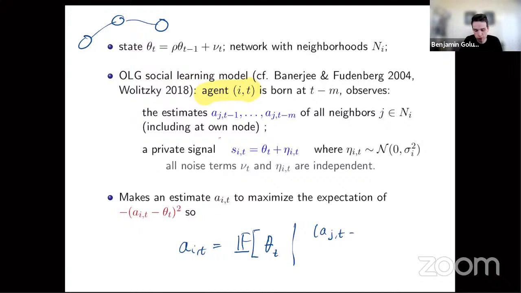And so now, being lazy for the rest of the talk, I'm actually just going to do one generation, one period childhood. It's not important for most of what we say, but it does save a lot on writing. So you see the yesterday actions of all the people, and of course you see your own private signal. And these are the j's in the neighborhood of your node, right?